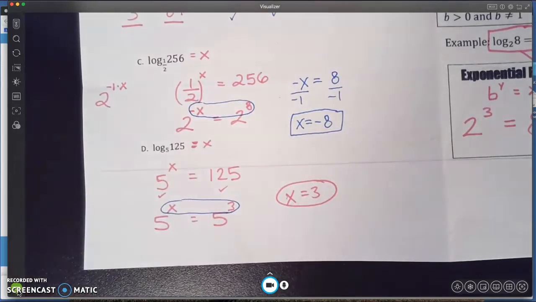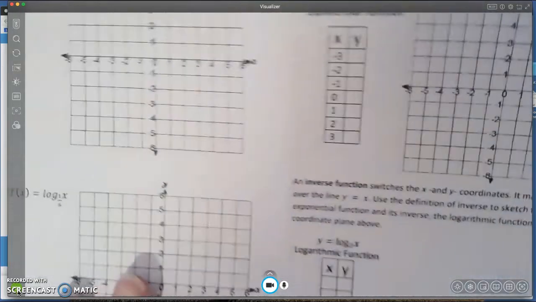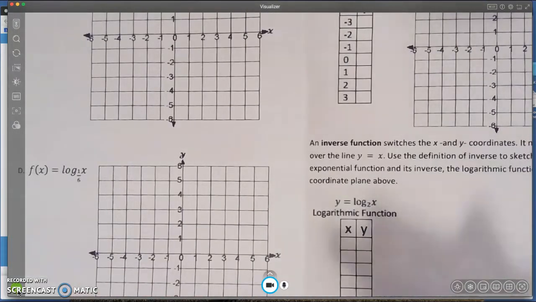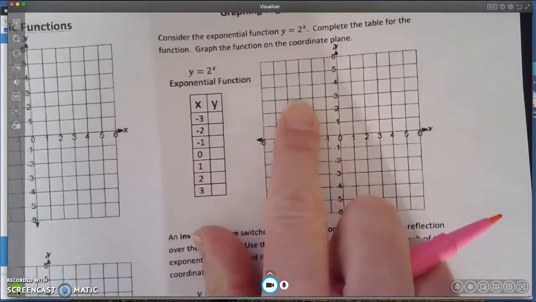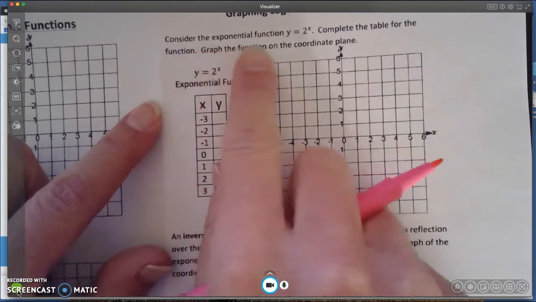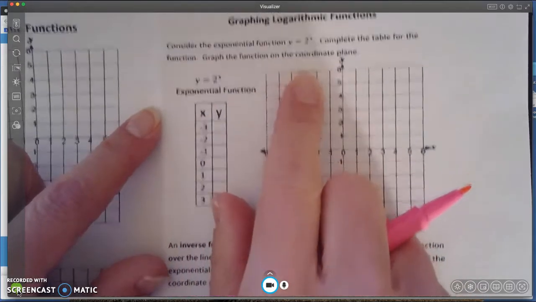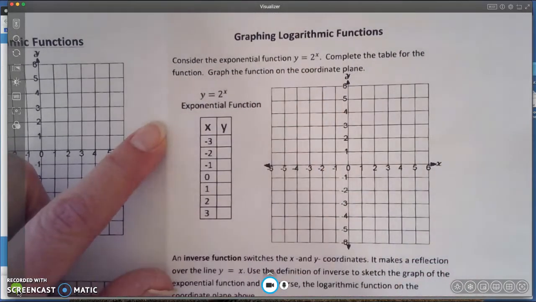Okay, last page is graphing. So I think that's this one. All right, let's start with this one over here. The first thing it says to do is consider the exponential function y equals 2 to the x power. Complete the table for the function.